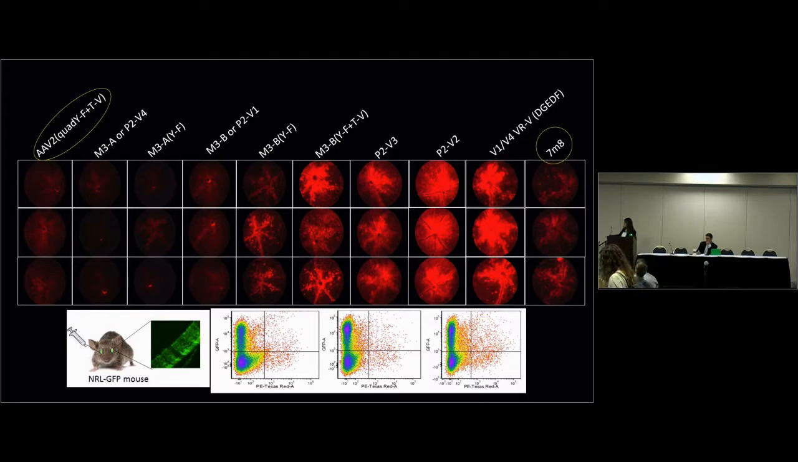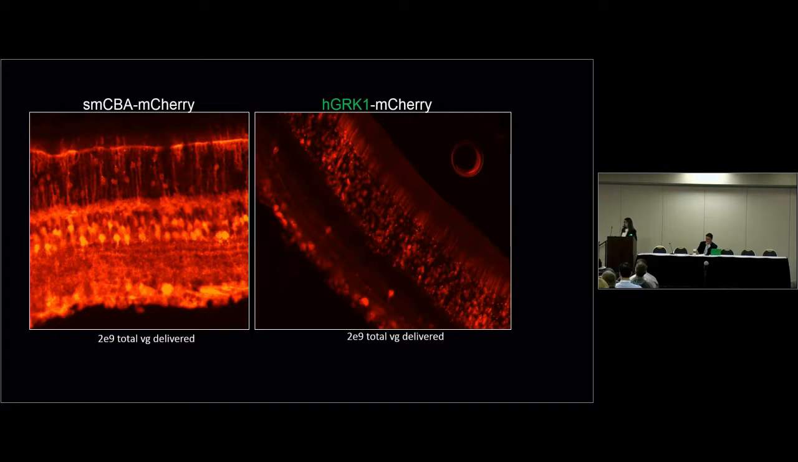And again, I'm not showing this data, but we could quantify these results because they were done in the NRL GFP mice, which have sortable green photoreceptors, and there were significant improvements in the transduction of these variants relative to benchmark. This is just an example showing you what things look like in cross-section.